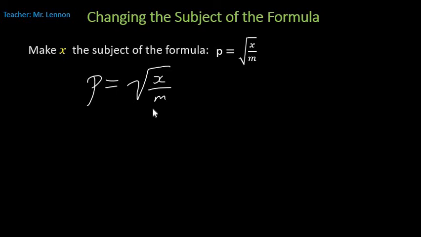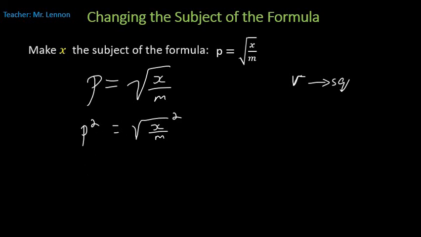The square root is affecting the x divided by m entirely. So this is saying find the square root of x divided by m. And so we want to remove the square root first. To remove a square root, what do we use? If you said square, you're correct. So square is the reverse of square root. And so to remove the square root, we're going to square both sides.